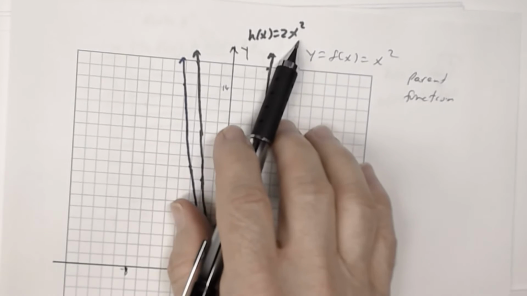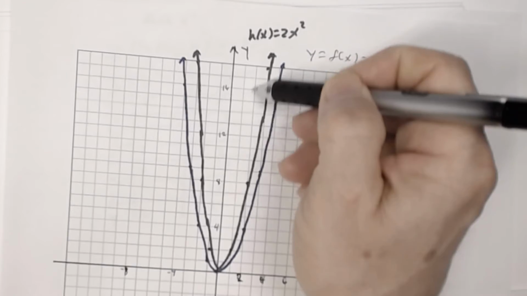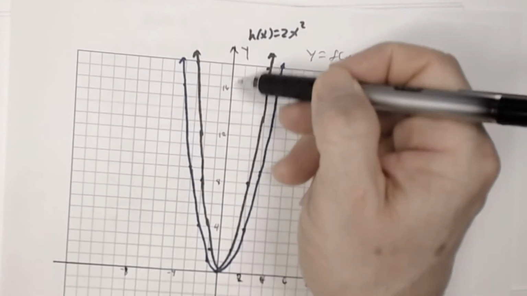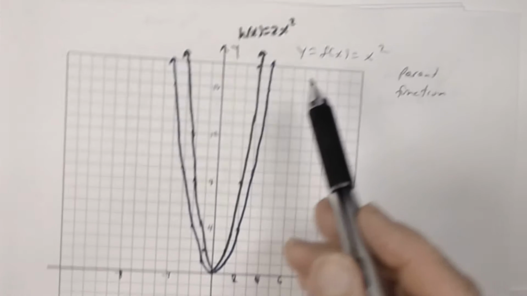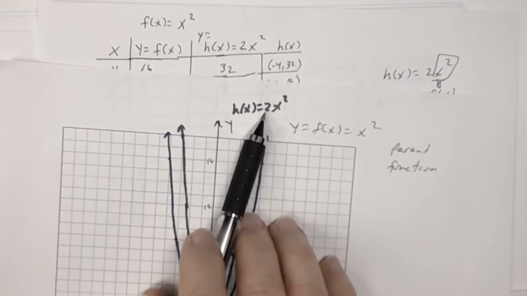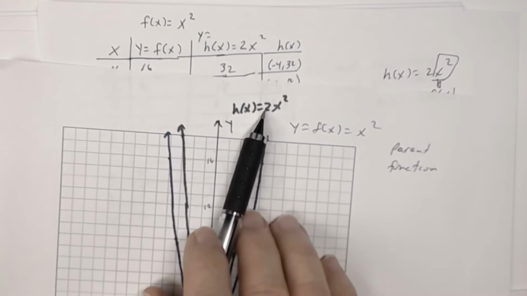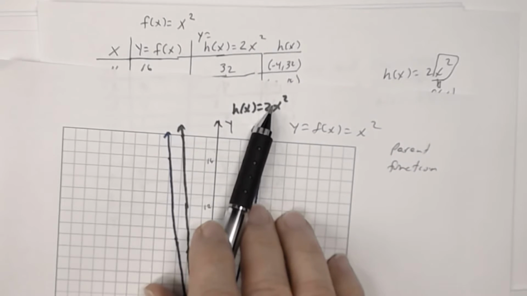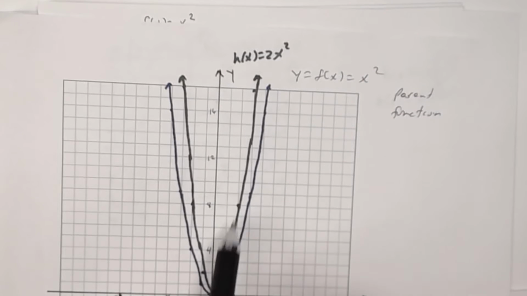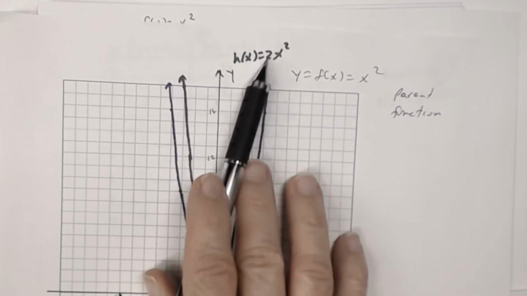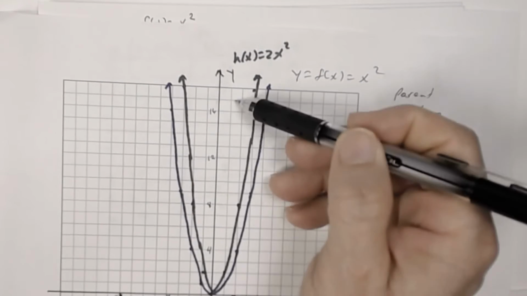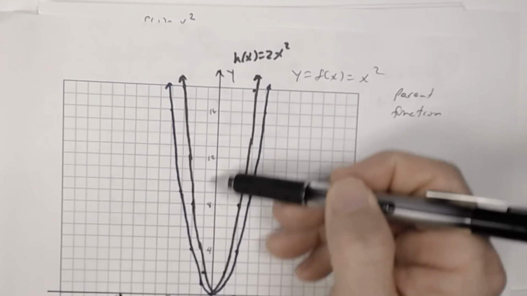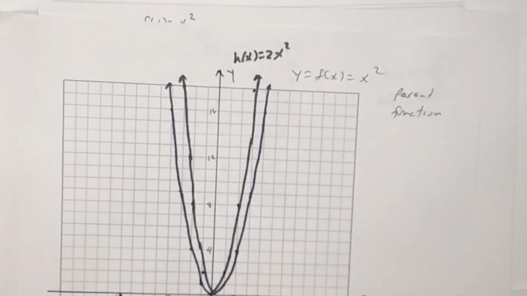So if this was 3x squared, then it would be like this. It gets closer and closer, more narrower to the y-axis. All right, so do you see what happens? So the number in front of my parent function affects the y value. All right, so the bigger the c becomes, 3, 4.7, 8, the more narrower it becomes. Okay? The more narrower it becomes.